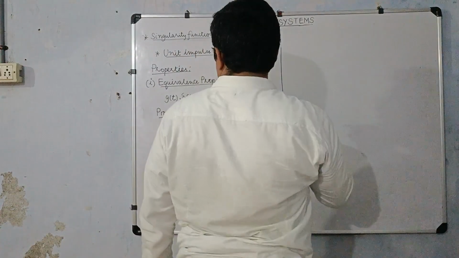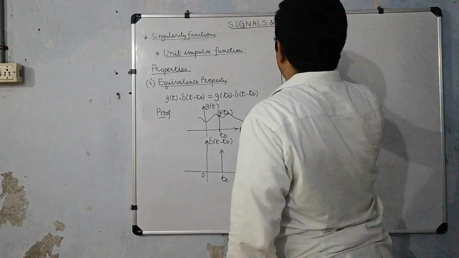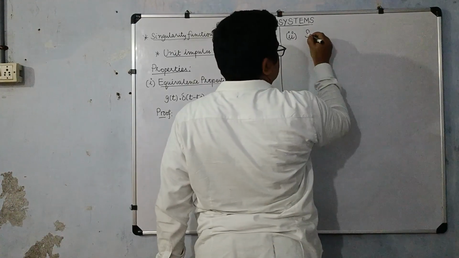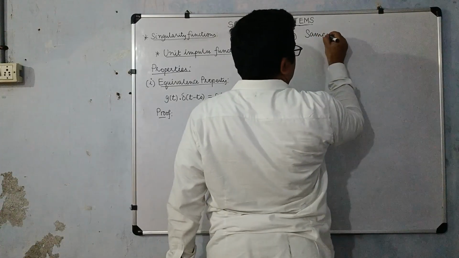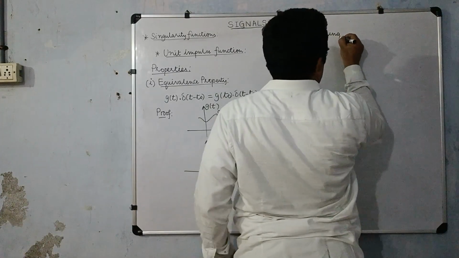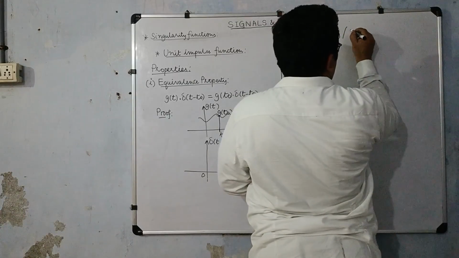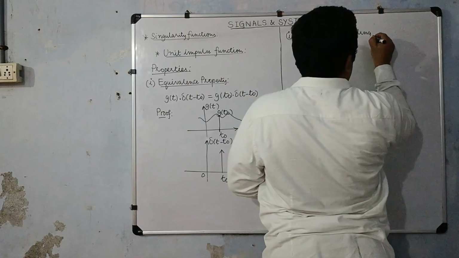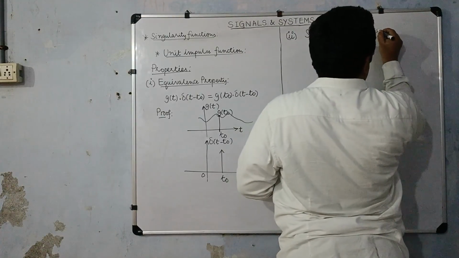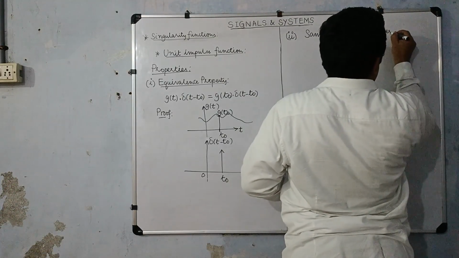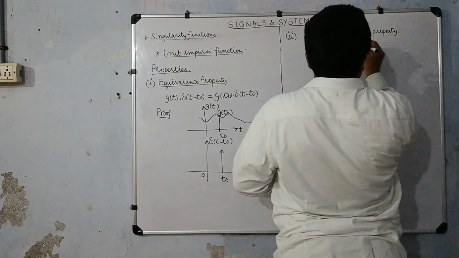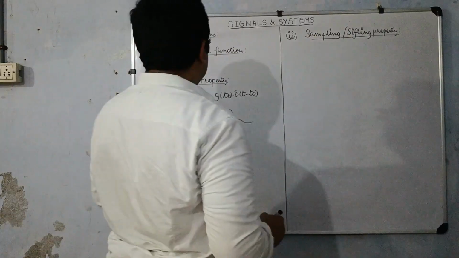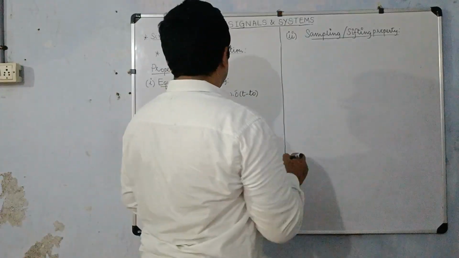The second property of unit impulse function is the sampling or shifting property. So the sampling or shifting property can be proved from the equivalence property only.